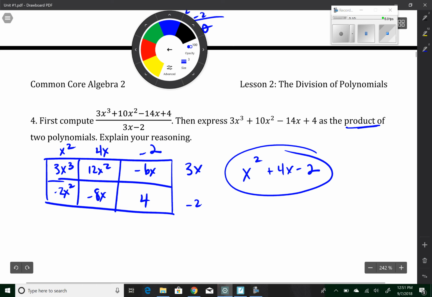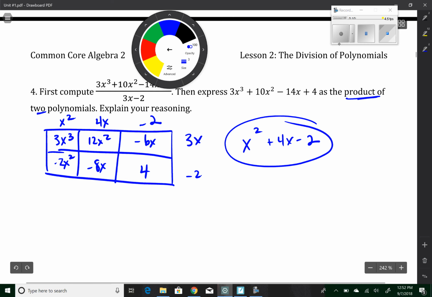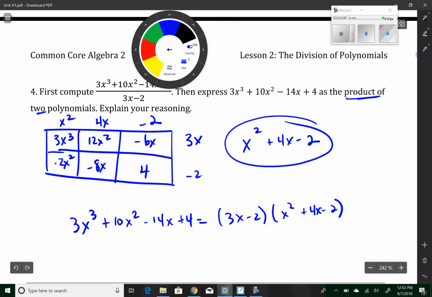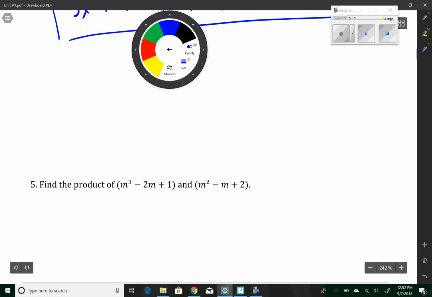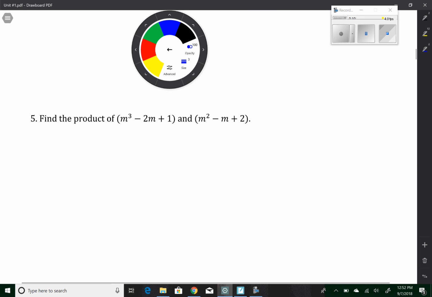The second part, the product of two polynomials, well, that means I can say that 3x cubed plus 10x squared minus 14x plus 4 is equal to the product of 3x minus 2 times x squared plus 4x minus 2. That would be the answer to that second part. Last question just wants us to find the product of these two. So we haven't done distributing in a while, so let's do some distributing. So I'm going to wind up having 9 terms. If you did the tabular method here, it's totally fine.